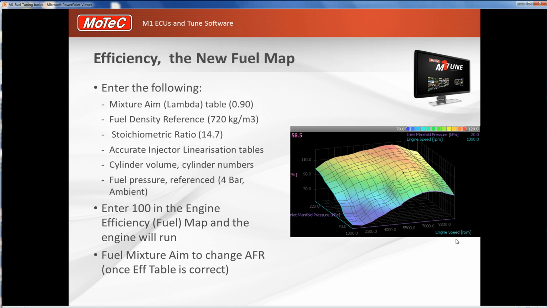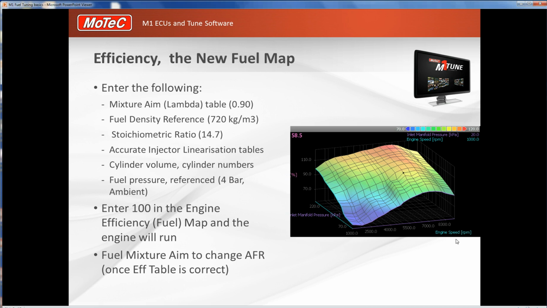Alright, so just a little bit more on the efficiency map. The process would be, you would enter your mixture aim, or your lambda, in your lambda table. That's what we'd call it in the M800, for example. In the M1 it's called the fuel mixture aim, and this is actually just the main table where you enter what you're after as an air-fuel ratio for the engine.